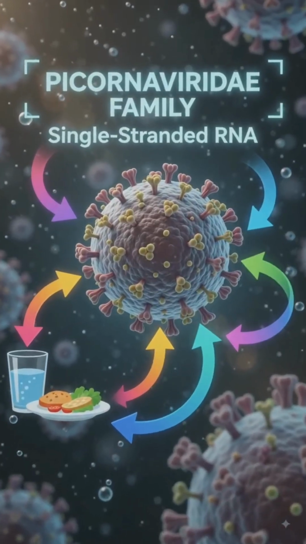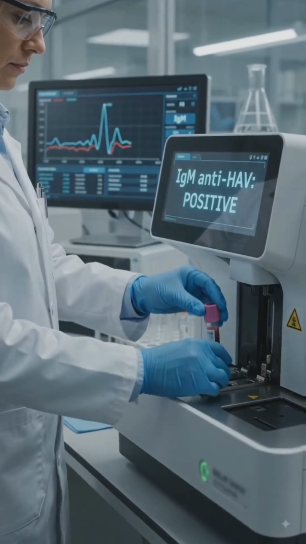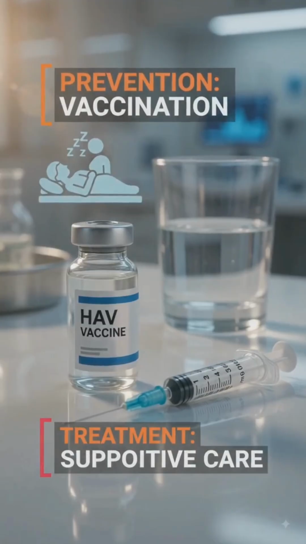Hepatitis A is a highly contagious RNA virus. It causes acute infection with no chronic phase. Diagnosis rests on finding IgM antibodies. Prevention relies on vaccination and supportive care.